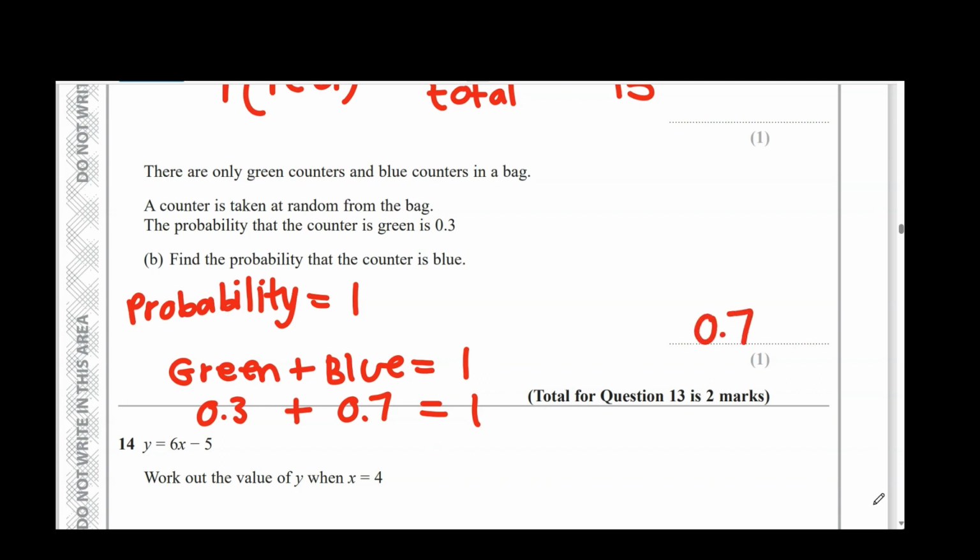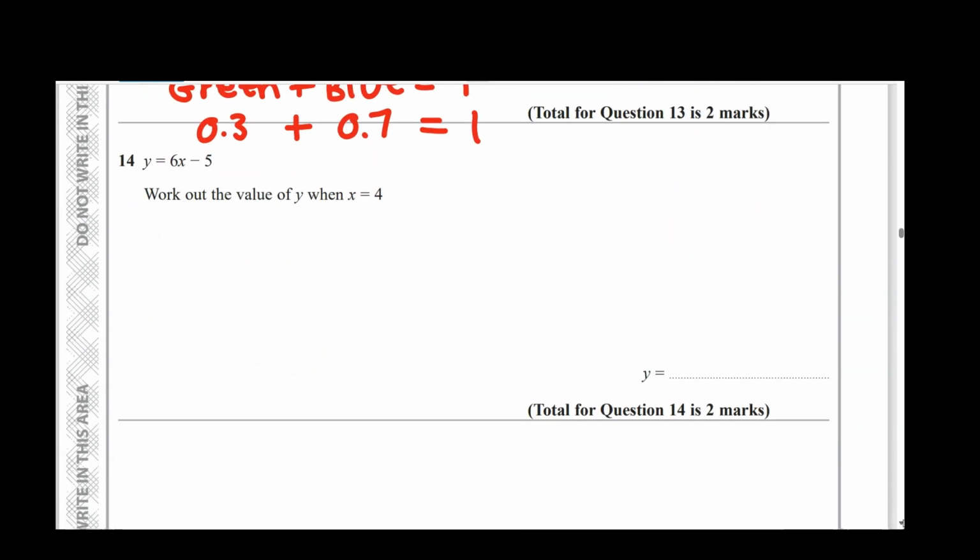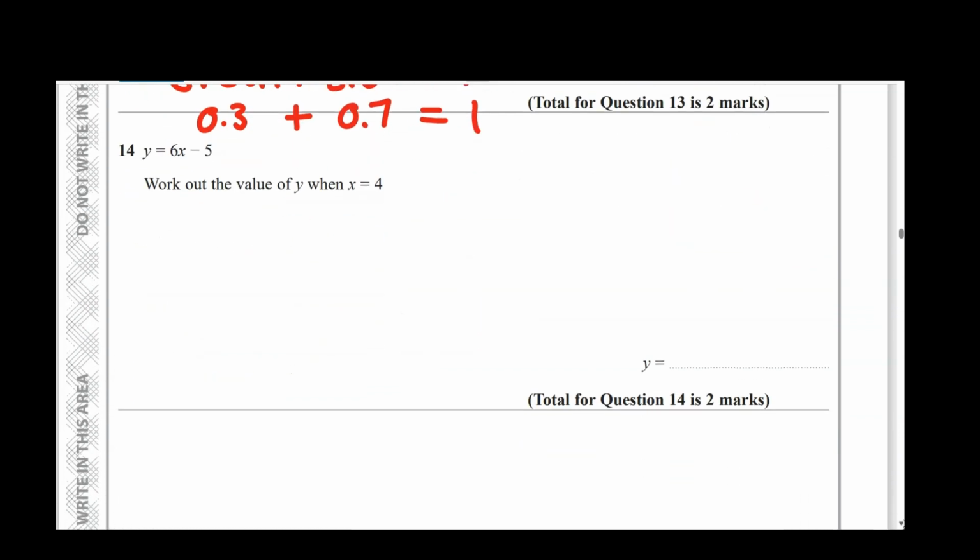Next up, we have an algebra question, question 14. So, y is equal to 6x minus 5.